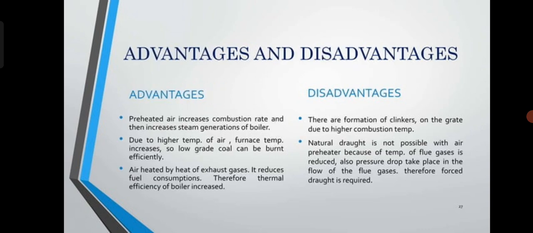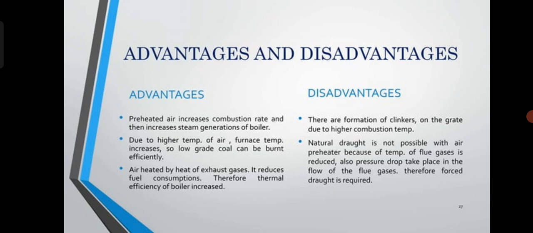And advantages. Preheated air increases the combustion rate and then increases the steam generation of boilers. Due to the higher temperature of air, furnace temperature increases, so low-grade coal can be burned efficiently. Air is heated by the heat of exhaust gases, which reduces the fuel consumption. Therefore, thermal efficiency of the boiler increases.